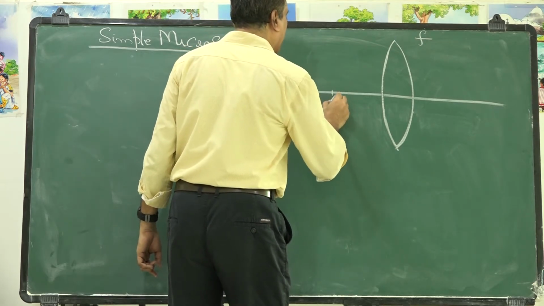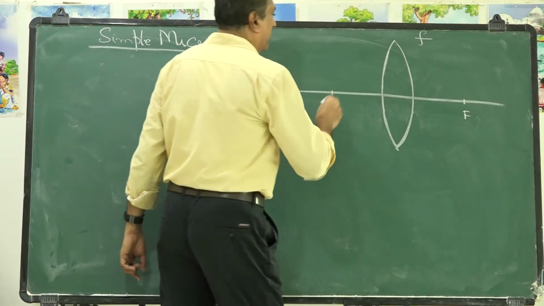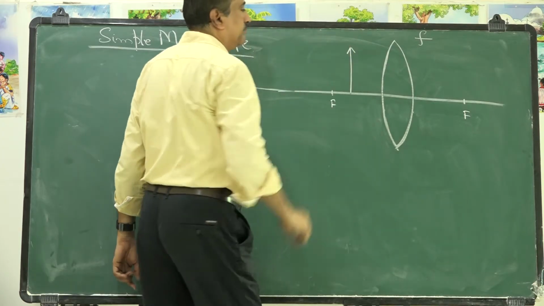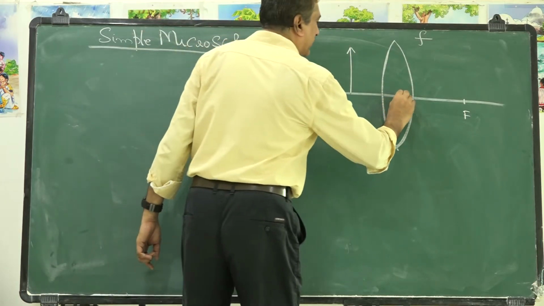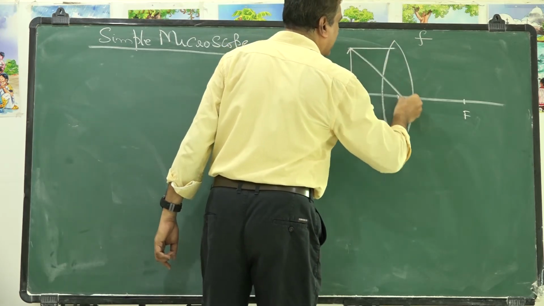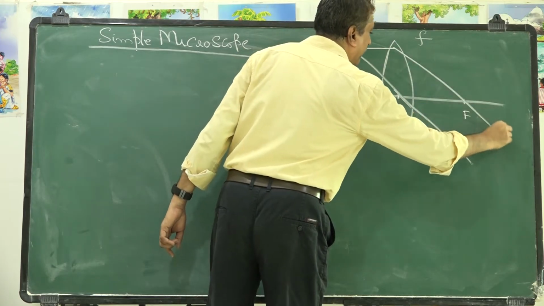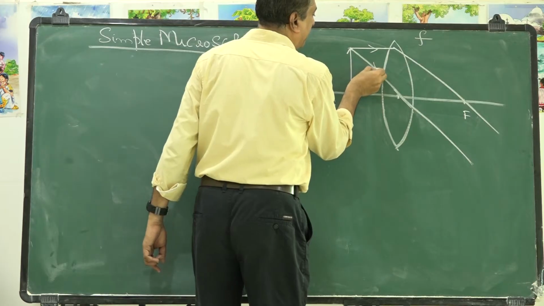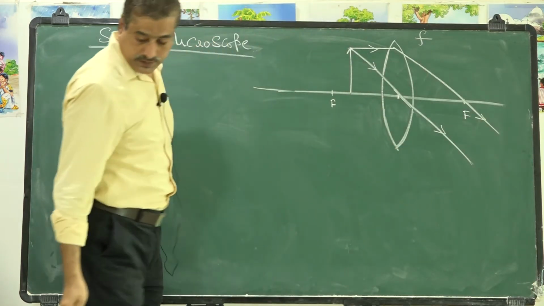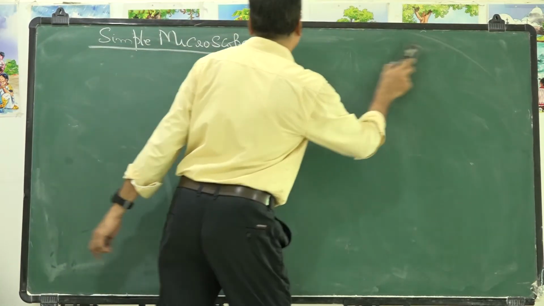This is the focus at this point, and here it is also f. Now, if the object is within its focus like this, then two lines are drawn. One is parallel to the principal axis and one passes through the optic center. Now if we extend it here.